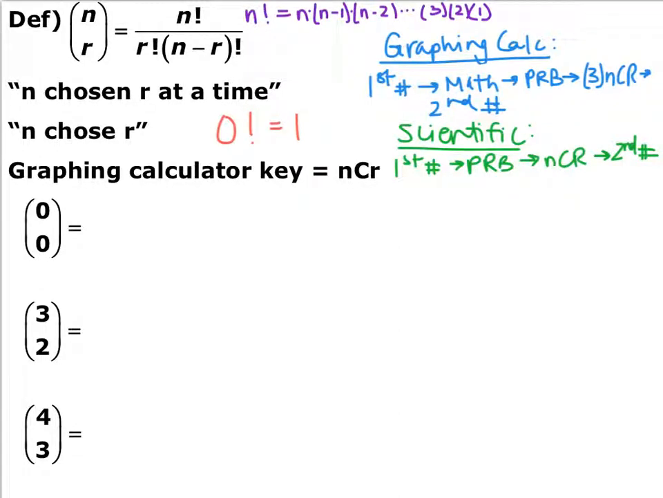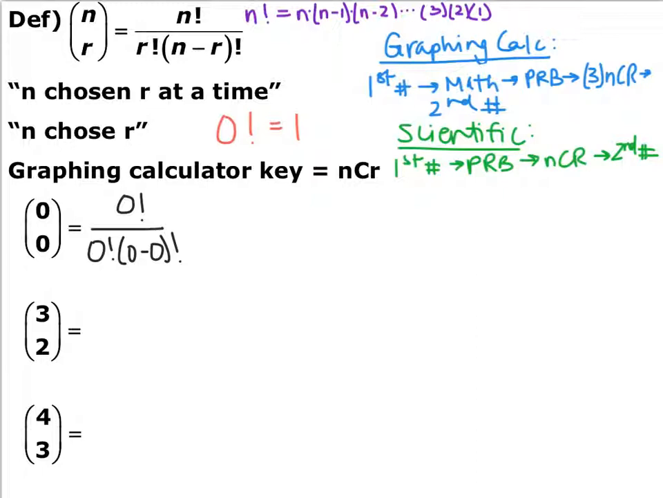Your graphing calculator and your scientific calculator have an n choose r button. So over here I have the directions for both of those. You type in the first number and then you have to get to probability, which for graphing calculator is math and then probability. And then number 3 is n choose r. For the scientific, you scroll over to n choose r and then type in the second number, and that will give you what the n choose r is.